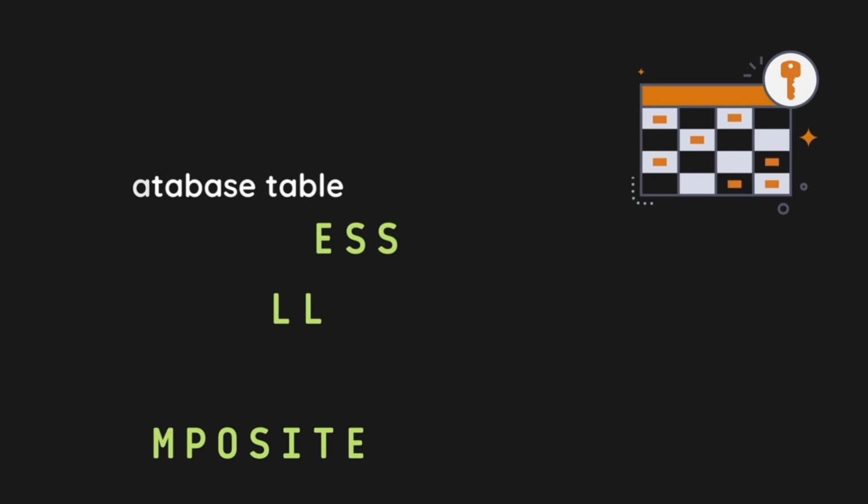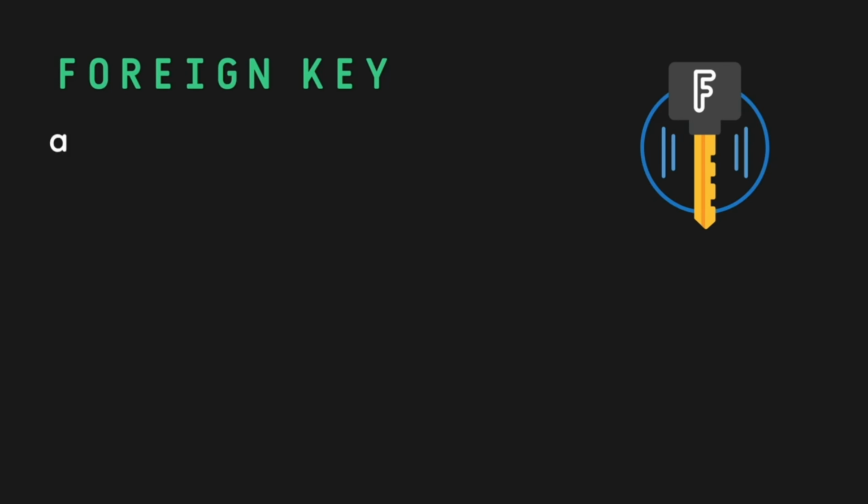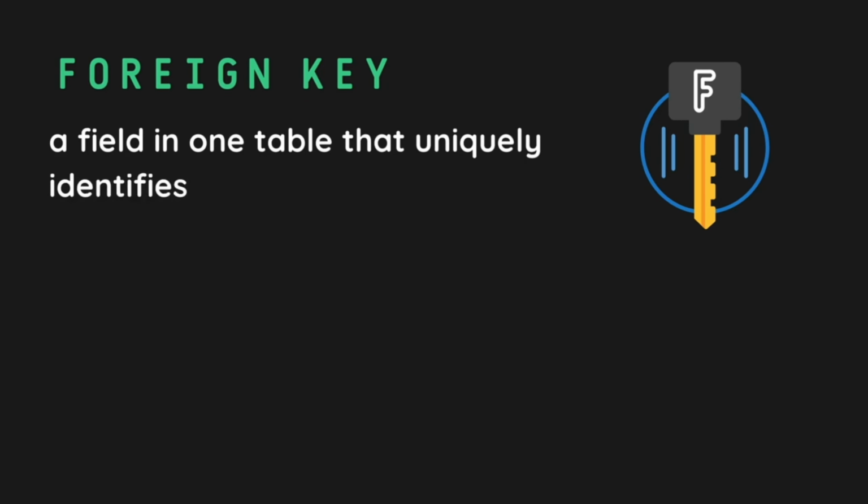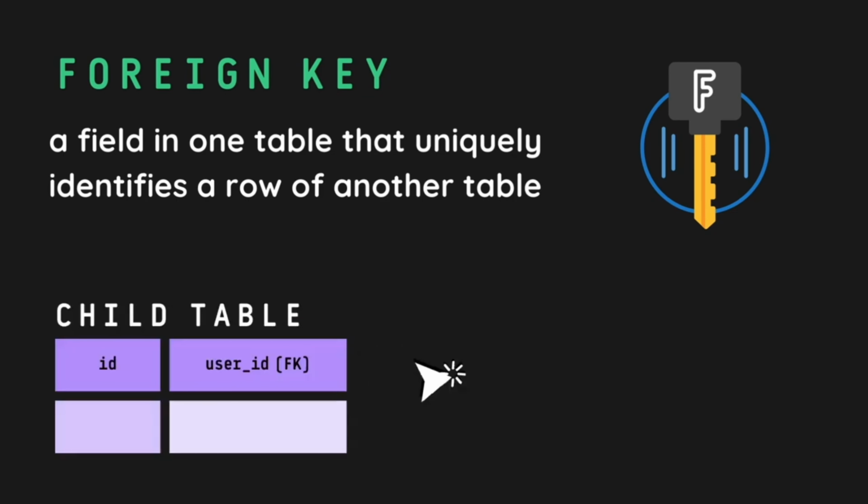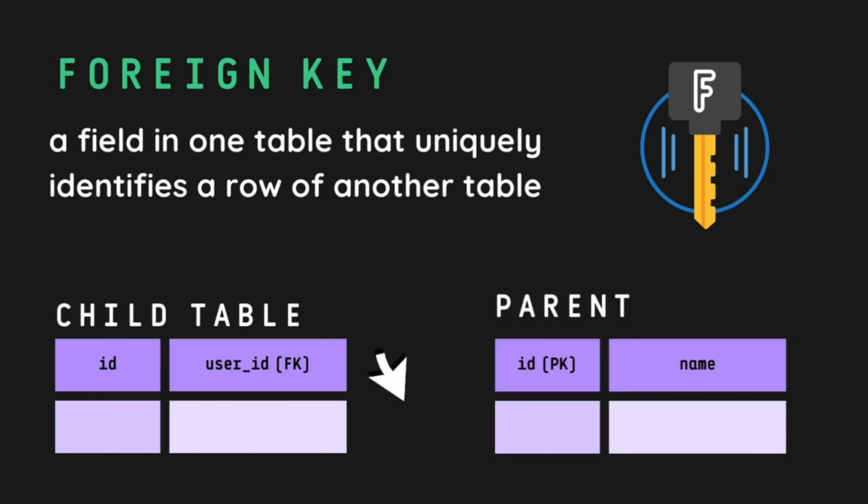Then we'll have another key called a foreign key. A foreign key is a field in one table that uniquely identifies a row of another table or the same table. This can be one field or a collection of fields. The foreign key is defined in a child table but refers to the primary key or a unique key in a parent table.